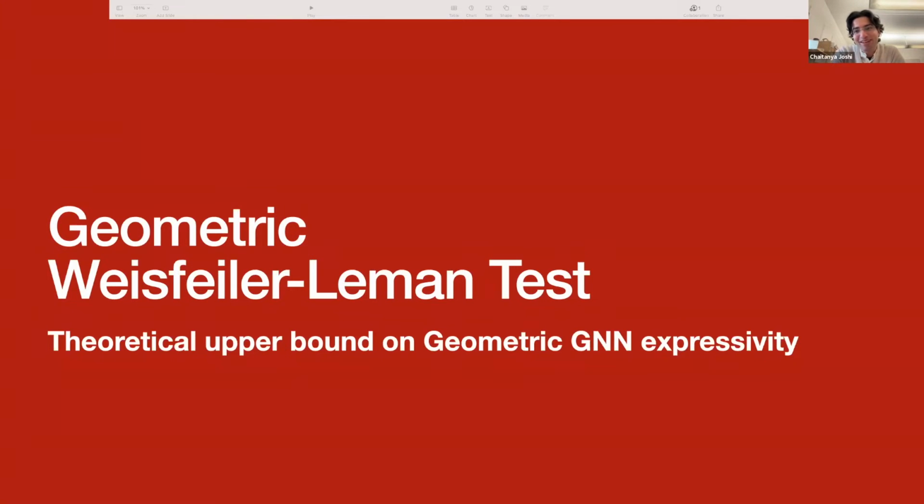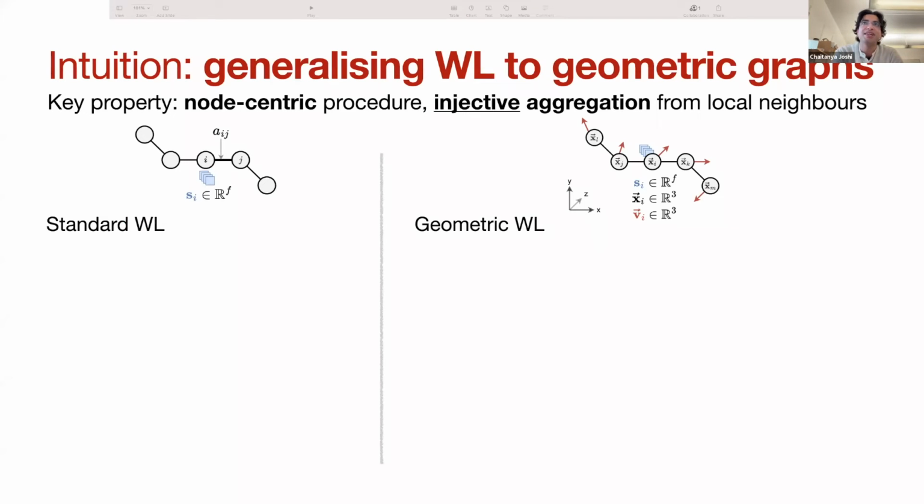So once we formulated this problem, we can now talk about our framework, the geometric Weisfeiler-Leman test, which is a theoretical upper bound on geometric GNN expressivity. So trying to translate the success of the WL framework to the geometric setting and see what insights we can learn. The key intuition here for generalizing WL to geometric graphs is that both of these tests should be node-centric and based on the property of injectivity.